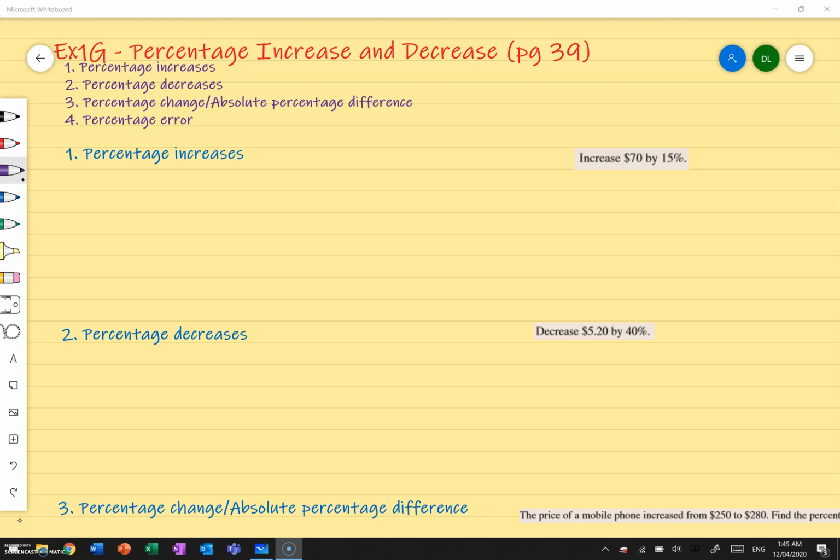Alright, let's get started with our percentage increase. So with our percentage increase, if we're trying to increase a certain value, for example, it could be $70, it could be 50 kilometers, whatever it is. If we're trying to increase a certain value by a certain percentage, we multiply by 100% plus the given percentage. Now, that's a bunch of words. Let's try and break it down.